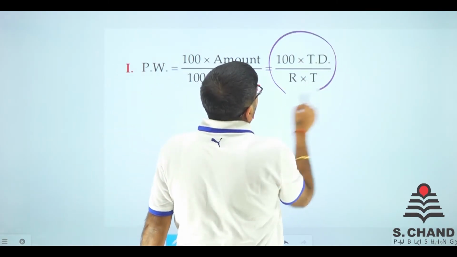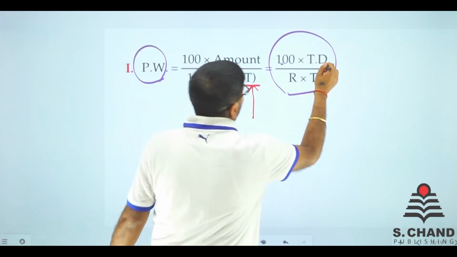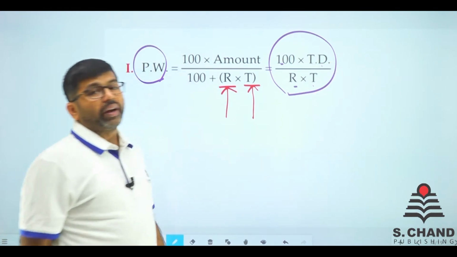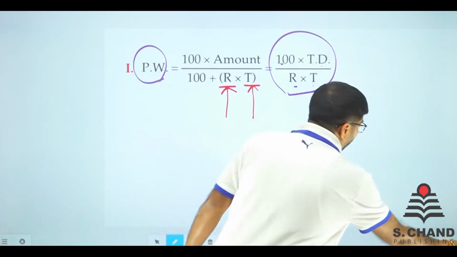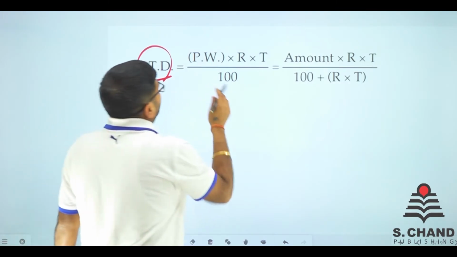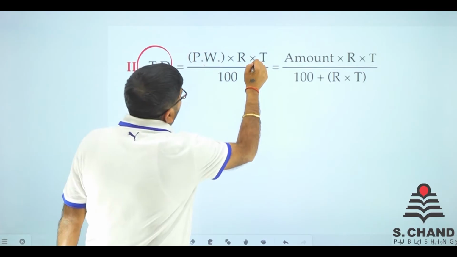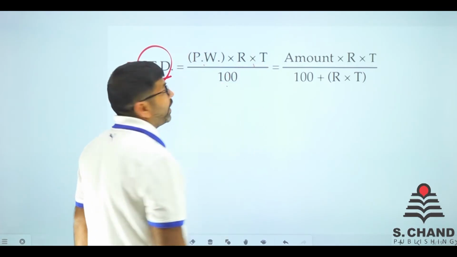Or you can say 100 into true discount. Present worth is 100 into true discount divided by R into T, right? We go for the next thing. True discount. What is true discount? True discount is just the reverse of that. So present worth into R into T, divided by 100.